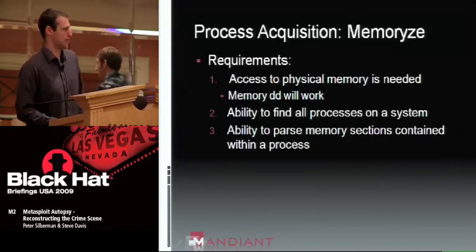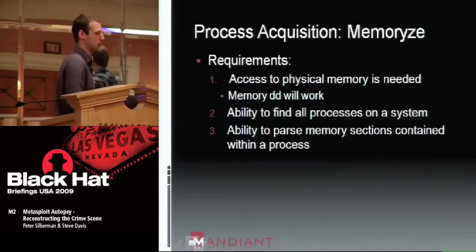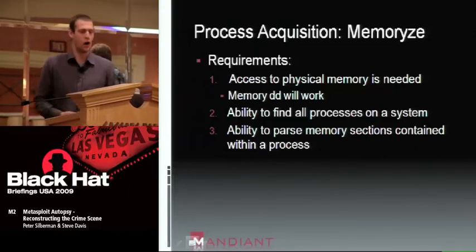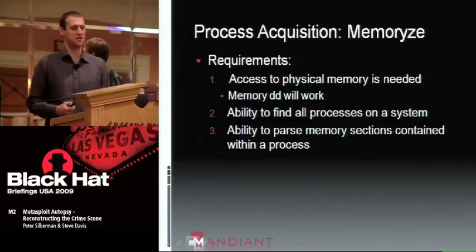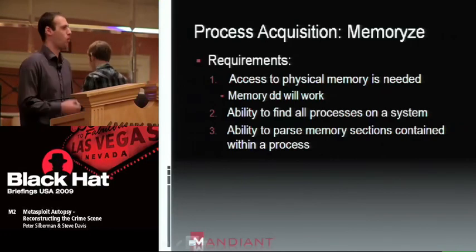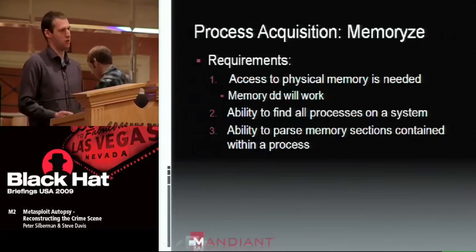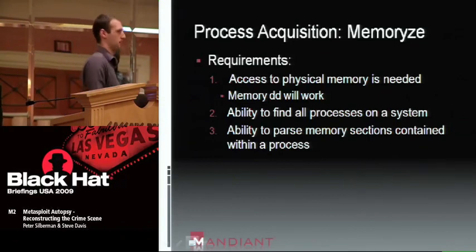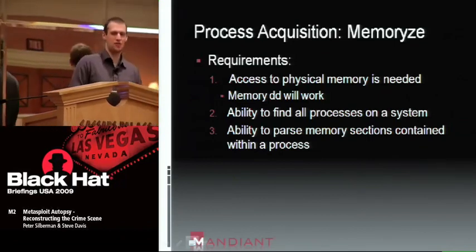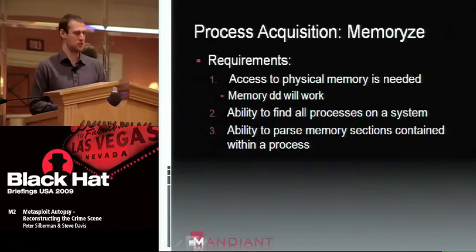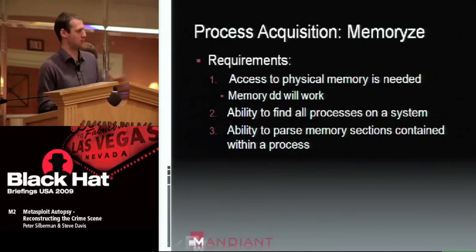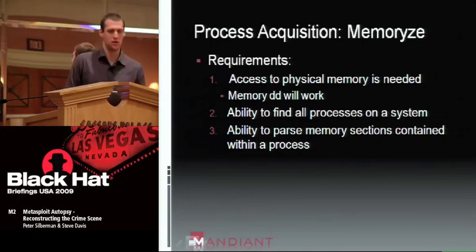So to do process acquisition the right way, or the way that we do it, which may not be the right way in a couple years or when someone gets a hold of the tool and plays with it more, is we first have to access physical memory or give an image. Either one will work. Next, we have to find all the processes running on the system in physical memory. And finally, we have to parse those processes running on the system. We have to parse out their address space, the memory sections that process is using.